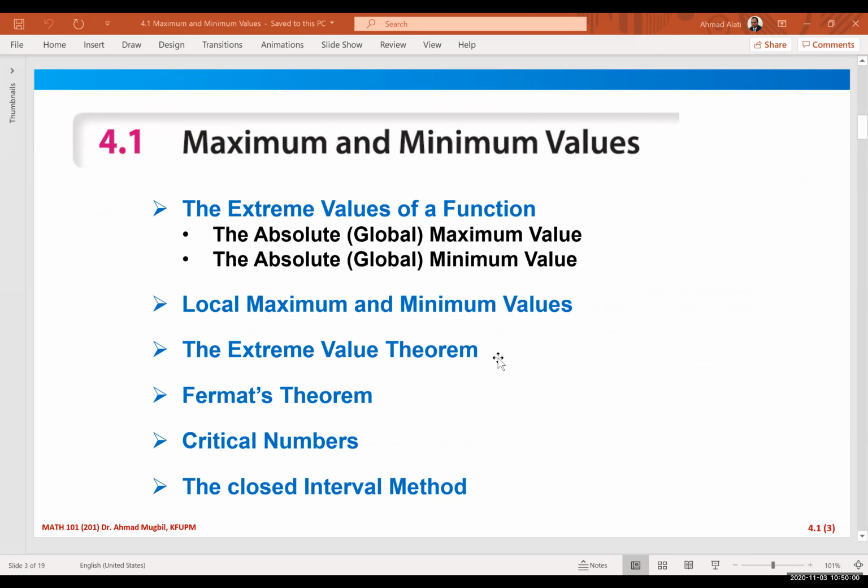So we need to start with the maximum and the minimum values, which we are going to study in chapter 4, section 4.1. We will do that, inshallah, next class. So this is all we have for today, shabab. If you have any question, I can take 1 or 2 minutes before going to another class. So I will stop recording.